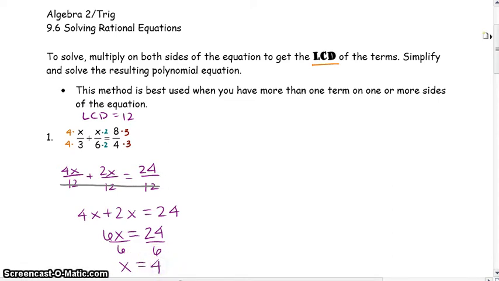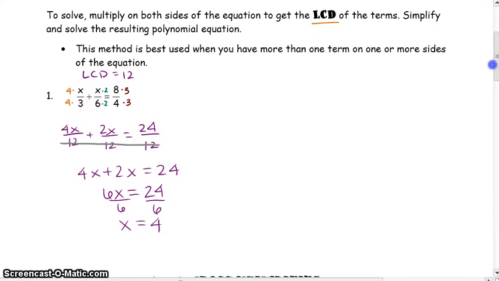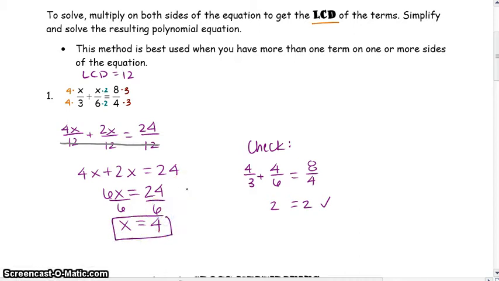Okay, and what's important about this is every single time we have to check our answer. So over to the right here, I'm going to check. Every single time you need to do this, you're plugging our x back into our original equation. So we'll have 4/3 plus 4/6 equal to 8 over 4. We can put this in our calculator if we want to, just to make it easier, but we know the right side simplifies to 2. If we do put this in our calculator, we add it up, we should get that equal to 2, and 2 does equal 2, so this answer works. So our answer is x equals 4.